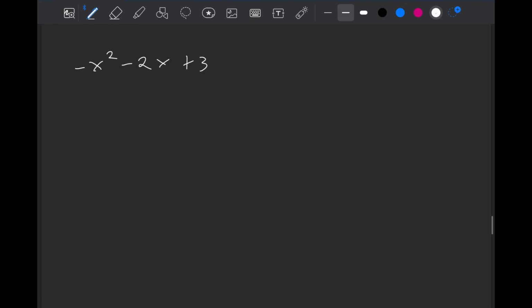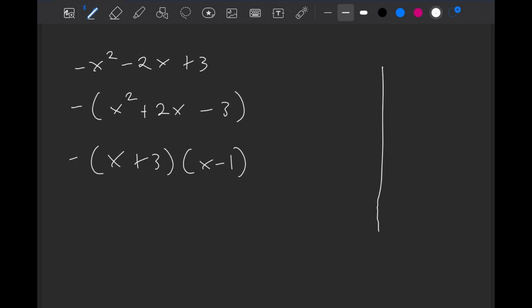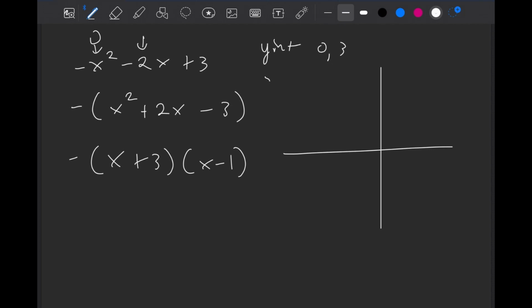Let's try one more. So in this one, it's a -x squared, -2x plus 3. So I'm going to factor out the negative. And then to factor it, x plus 3, x minus 1. For the y-intercept, plug in 0 for x, and we'll get 0, 3. The x-intercepts will be at -3, 0, and at 1, 0.